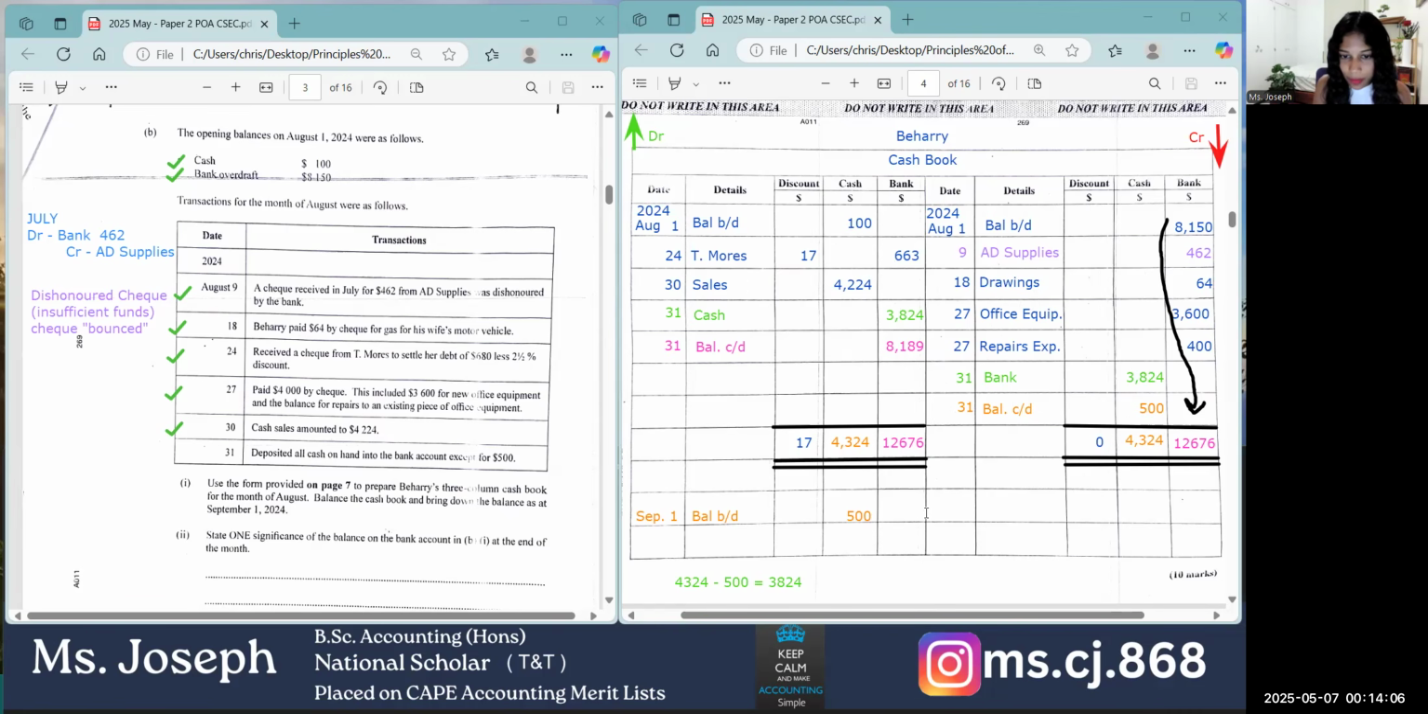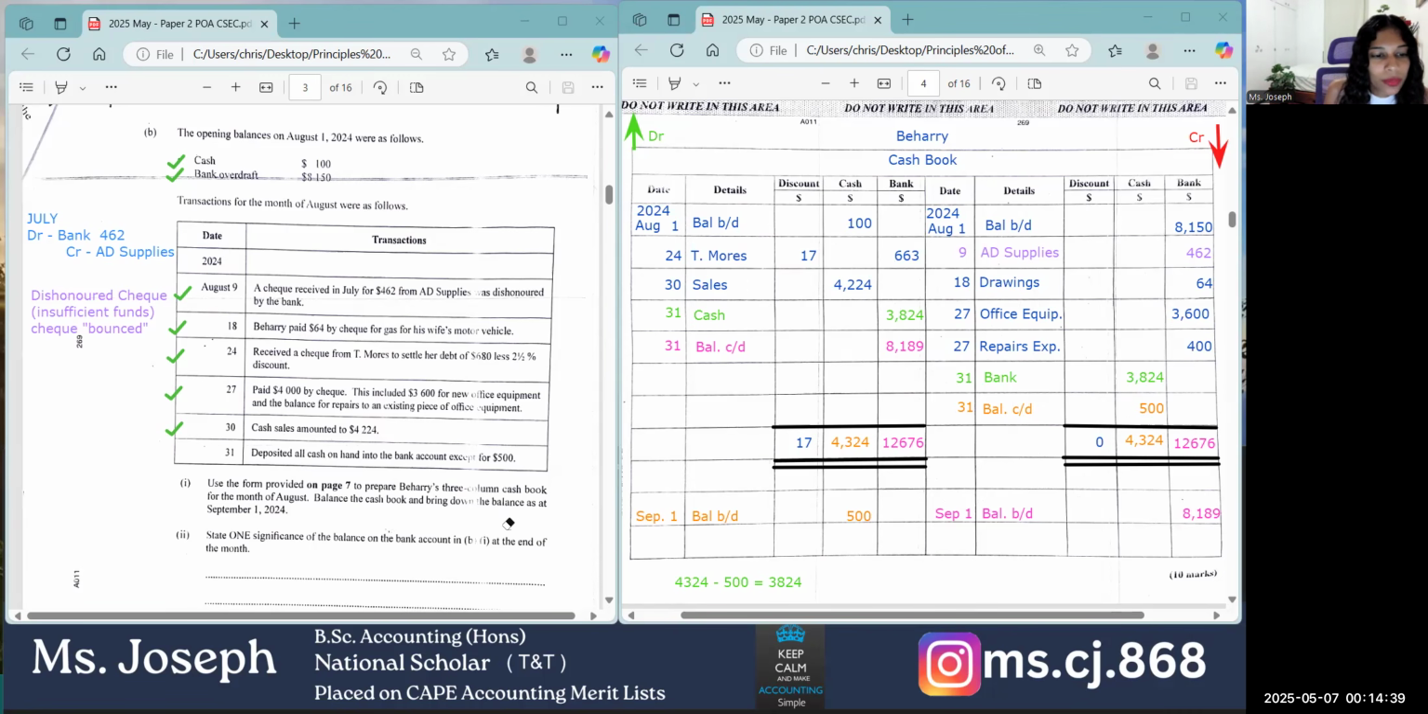So we're going to say September the 1st on the credit side. Balance brought down. Make sure it's in the correct column, the bank column. $8,189. Right. And this is our balanced 3-column cash book. That was the 10 marks.